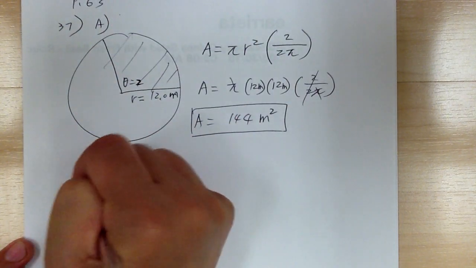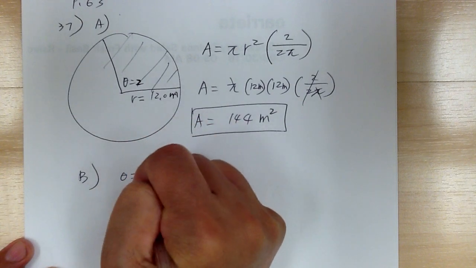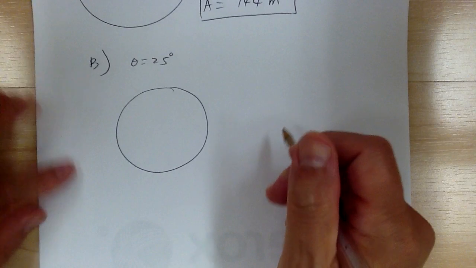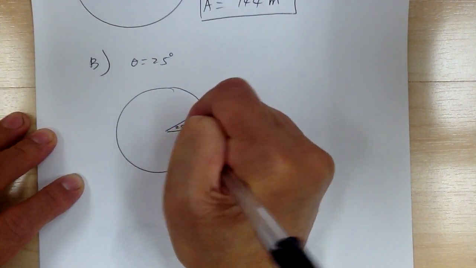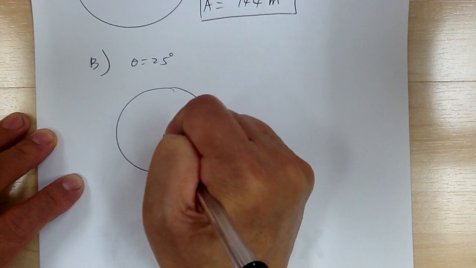Now let's do part B at 25 degrees. So theta equals 25 degrees. Again, you have a circle. So 25 degrees is about right over here. That's 25 degrees and 12.0 meters.